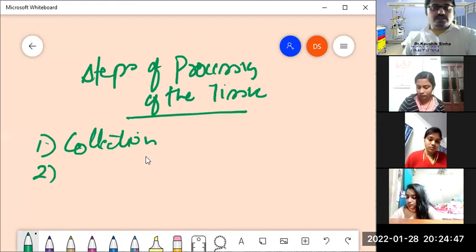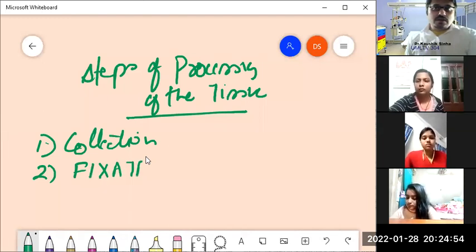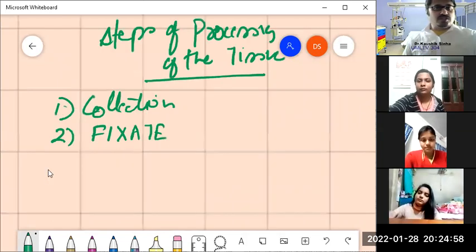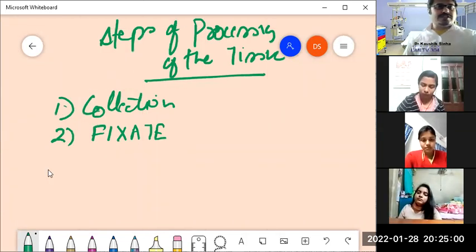After collection, almost immediately after collection, we do need to fixate, so that losses of the structure due to natural forces can be minimum. Right? So we need to fixate the tissue so as to preserve the structure.